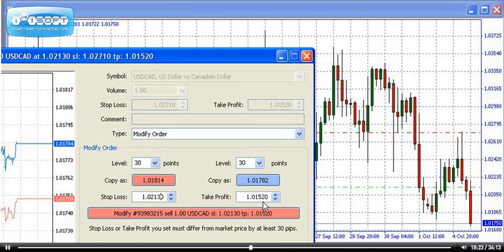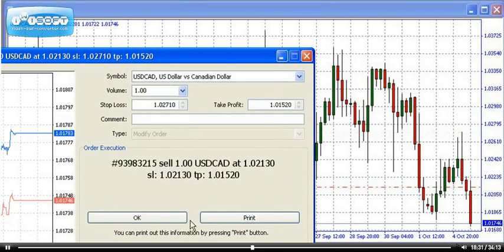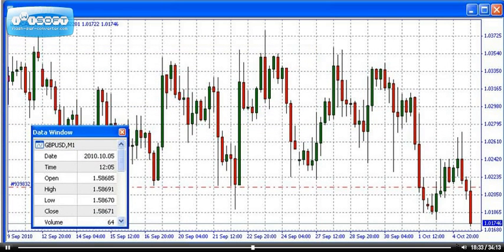And the profit target remains the same. This is the second half position profit target, 101.52. And we click modify, OK. And there we have it. So now the stop has been dropped to break even, zeroing out all the risk in the trade. This is a free trade situation.